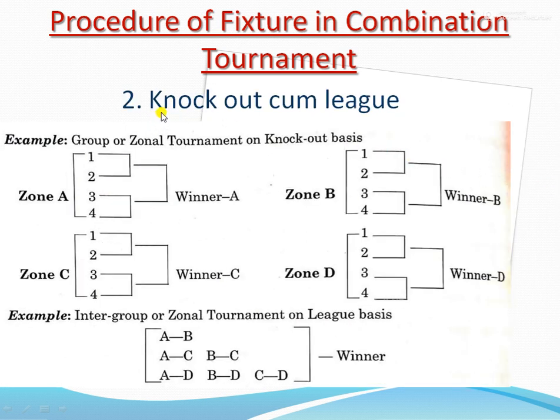The next type of combination tournament is knockout cum league tournament, in which the zonal matches will be based on the knockout system, and when we get 4 winners, they play the group or interzonal tournament on a league basis. That time we will get a winner, and this type of tournament will be a knockout cum league tournament, because the zonal matches we play on a knockout basis and the final rounds we play on a league basis, right?